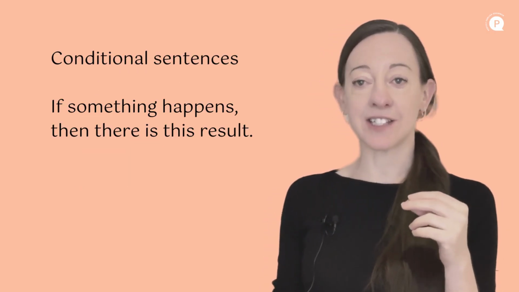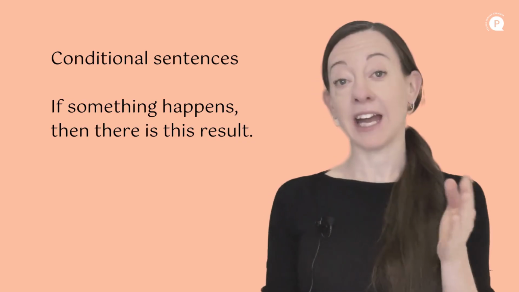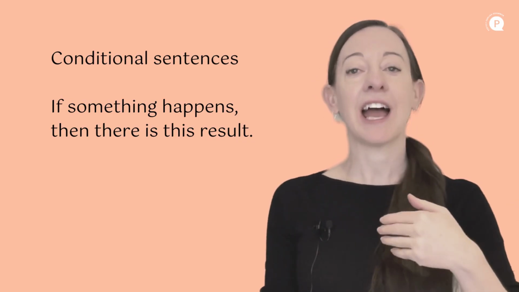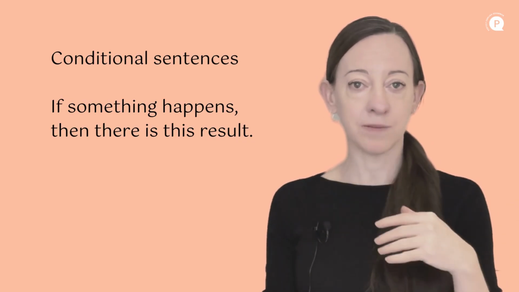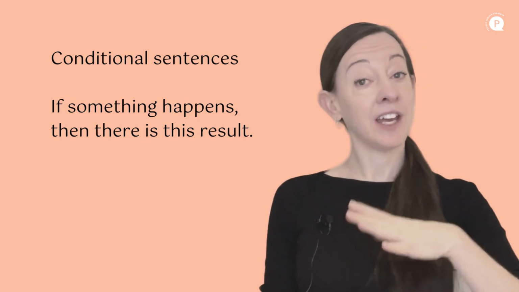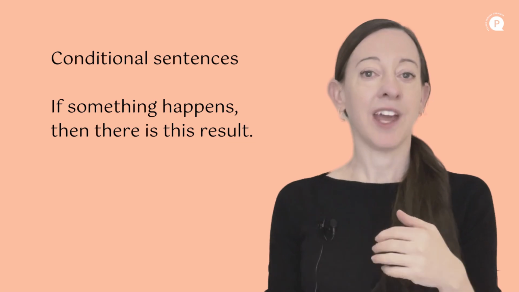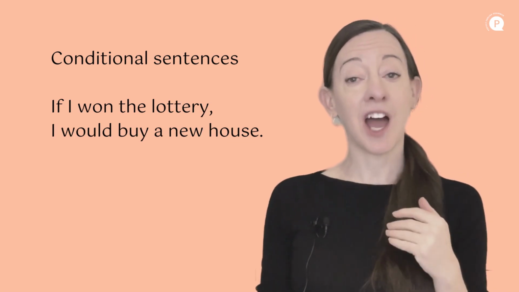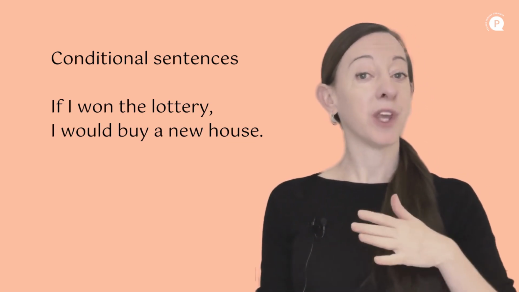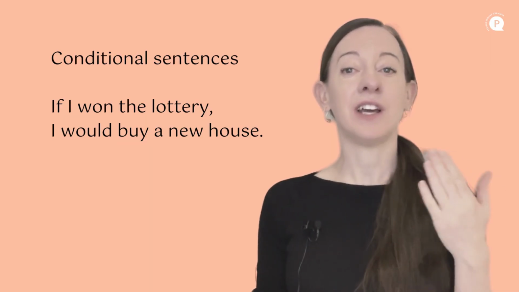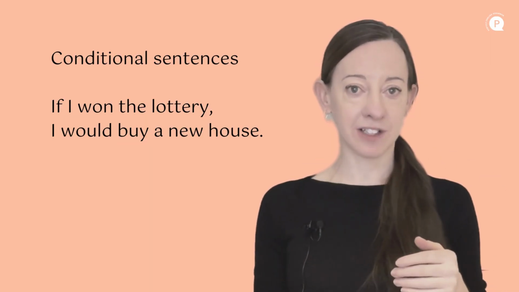Conditionals are sentences that talk about something, an action or a state, and its possible result. These sentences say, if this thing becomes true, then this is the result. If I won the lottery, I would buy a new house. Win the lottery is the action, and buy a new house is the result.